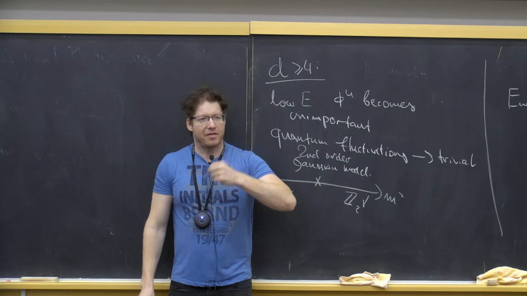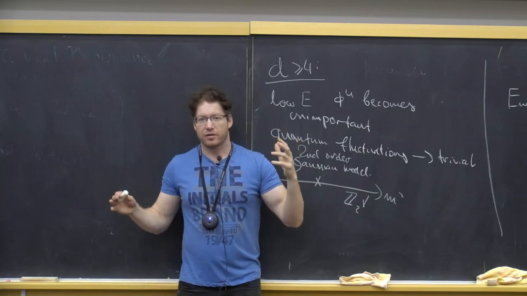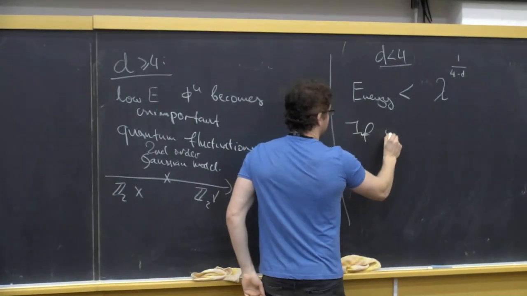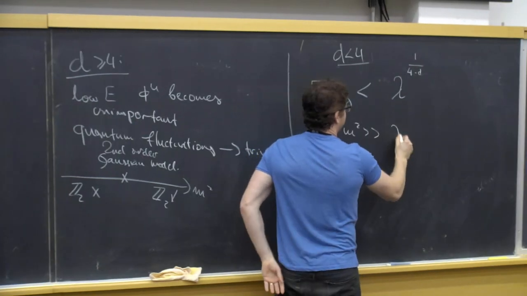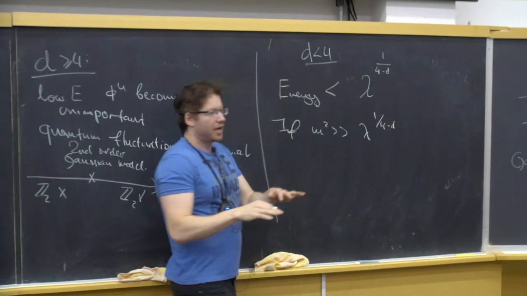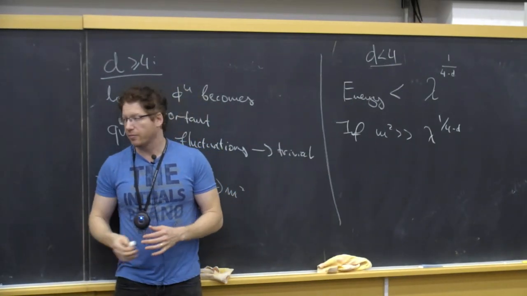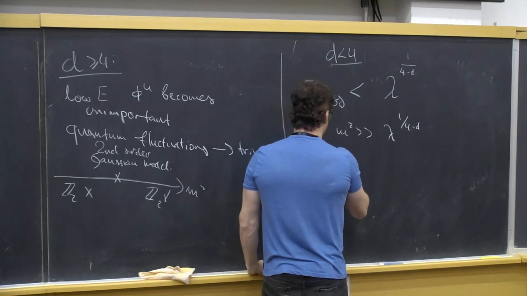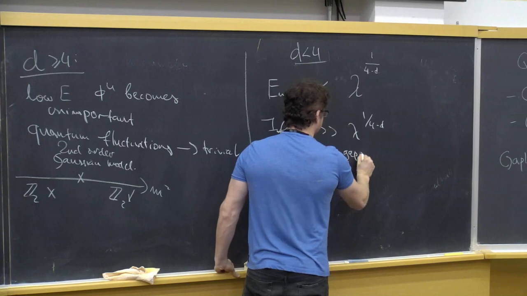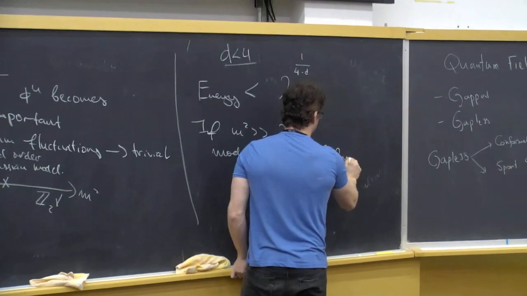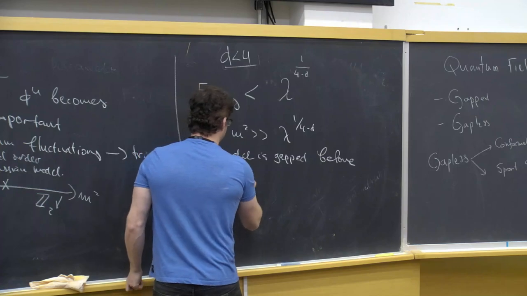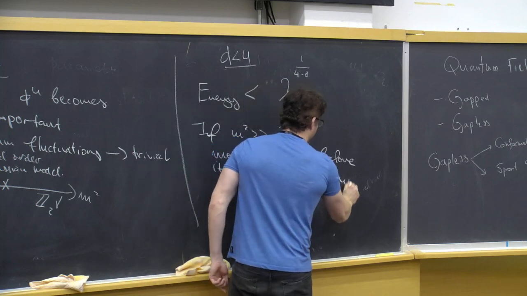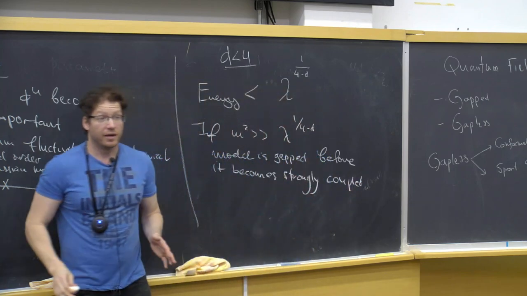And this is why taking the mass to be very large is good. If your mass is bigger than this scale, you don't have to worry about it. If the mass is much bigger than this scale, then the model becomes gapped even before it became strongly interacting. So if this mass squared is much bigger than that, the model is gapped before it gets a chance to be strongly interacting. That's why the classical analysis is always valid at large enough m squared.